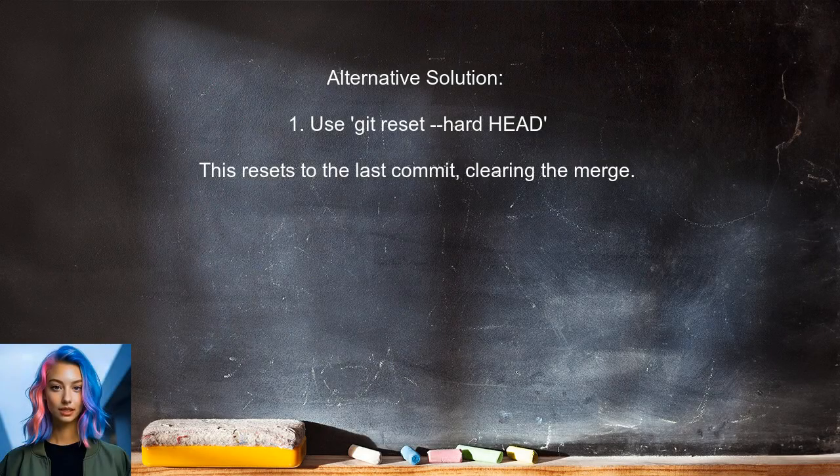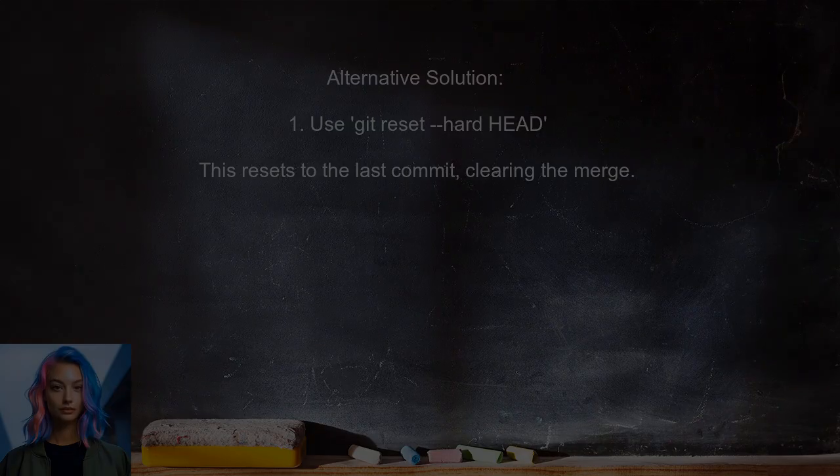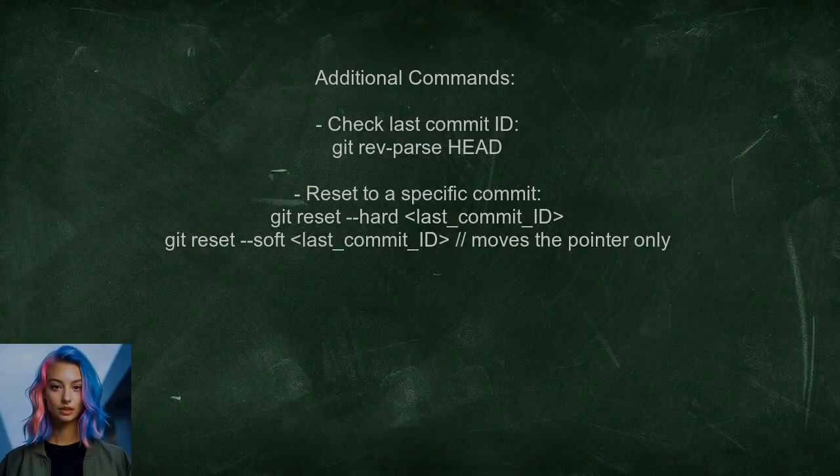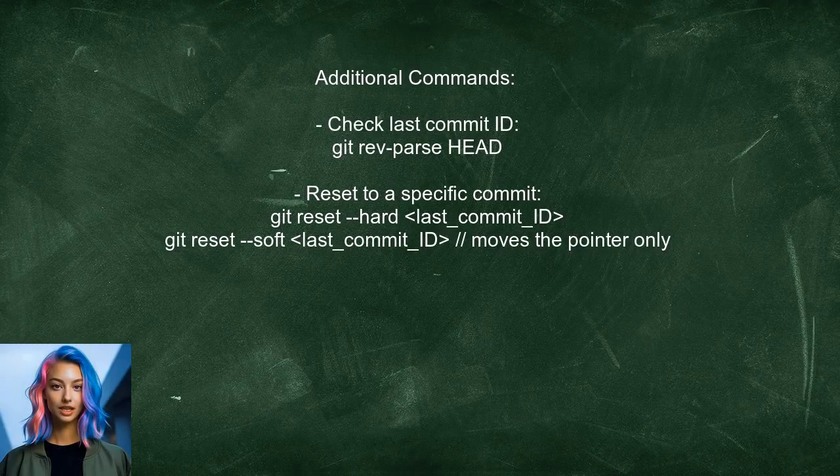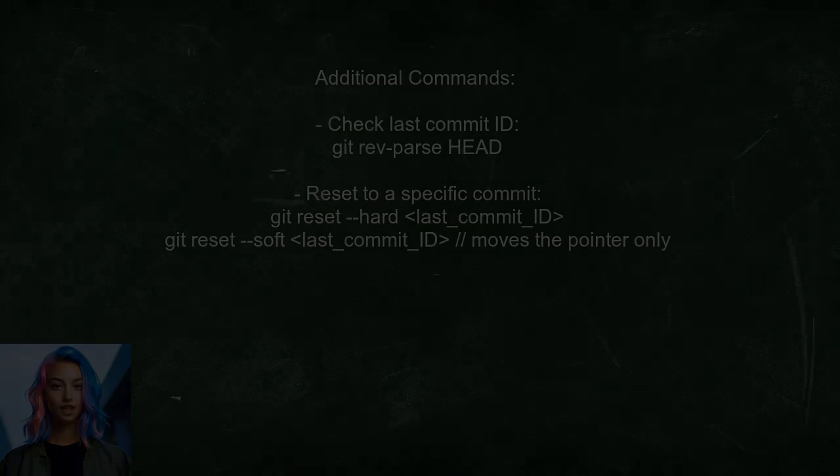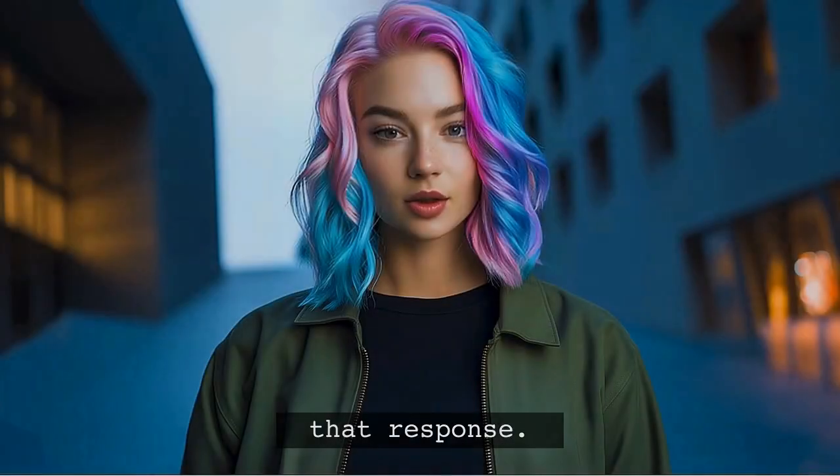One user faced the same issue and resolved it by using the command git reset --hard HEAD. This command resets your repository to the last commit, effectively clearing the merge operation. You can also check the last commit ID with git rev-parse HEAD. If needed, you can reset to a specific commit using git reset --hard last commit ID or git reset --soft last commit ID to just move the pointer. That's it for that response.